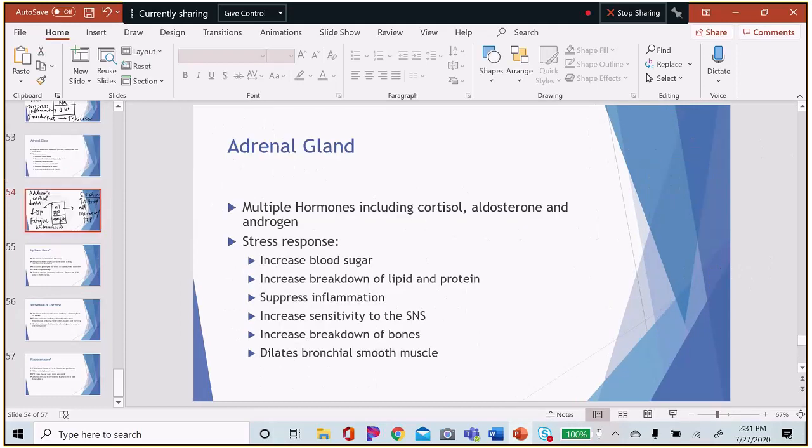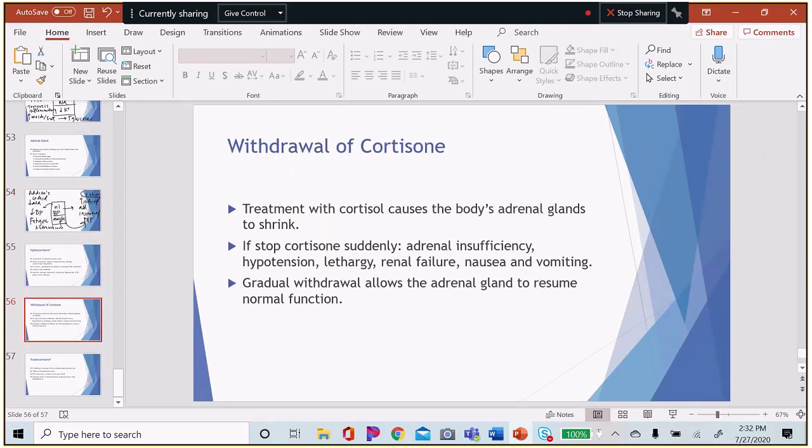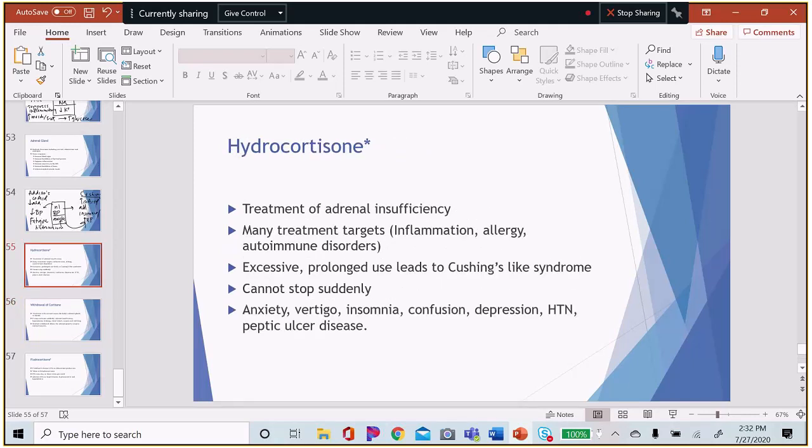If we give too much, then we're going to end up on the Cushing side with the people that have hypertension and hyperglycemia, and they have that fat redistribution, because the muscles are breaking down in the extremities, they have the moon face and buffalo hump and those kinds of things. So usually people that are on this medication have to be on it forever.